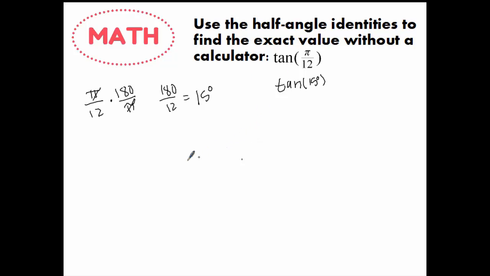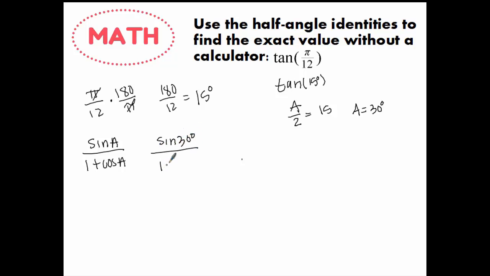using the half-angle identity. So to do this, I'm going to use the second half-angle identity, this one, sine A over 1 plus cosine of A. A is pretty simple. We just have to figure out, if we take A and divide it by 2, it gives us 15. So what's that A value going to be? If I multiply both sides by 2, I know that A is going to be 30 degrees. And 30 degrees is one of my angles on my unit circle, so that makes it pretty simple. So I'm just going to figure out what sine of 30 degrees is over 1 plus cosine of 30 degrees.